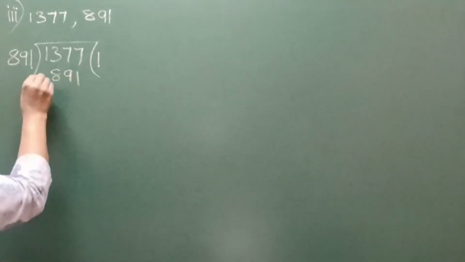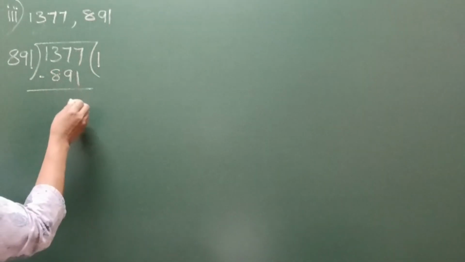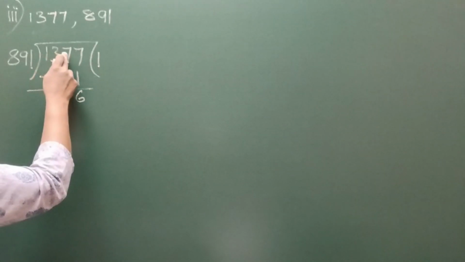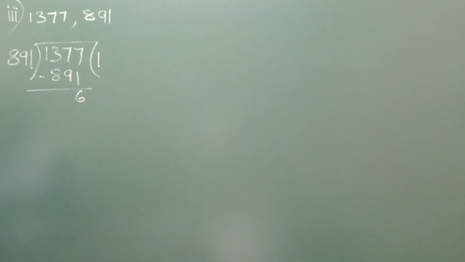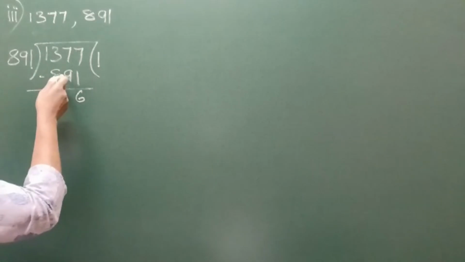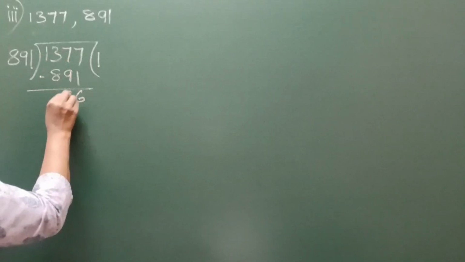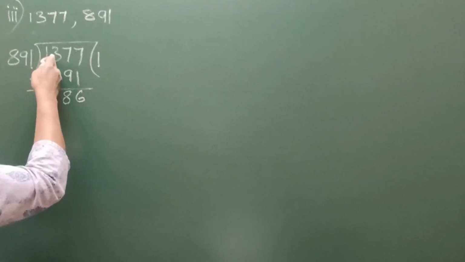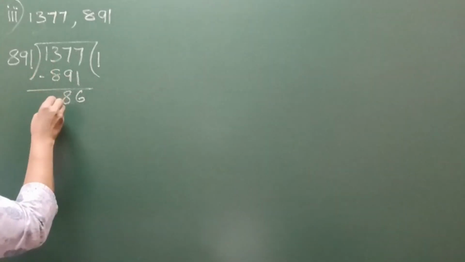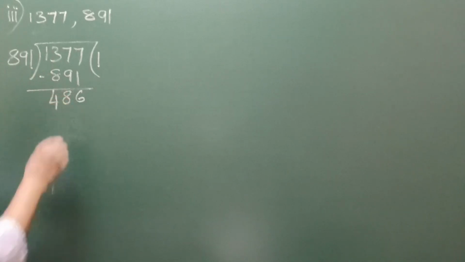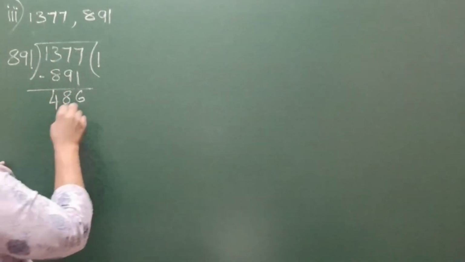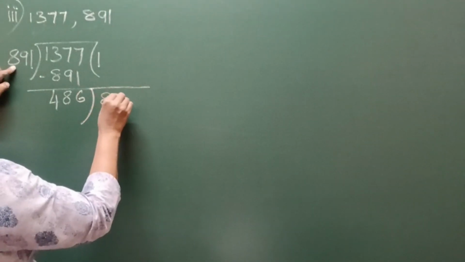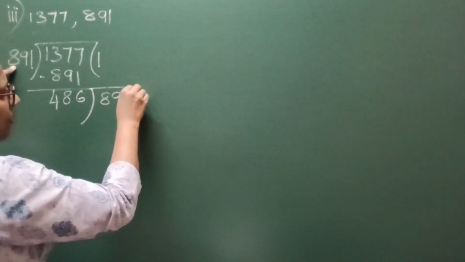891. Then subtract. 7 minus 1 is equal to 6. Here it is a smaller number, so borrow from here, make it 17. So 17 minus 9 is equal to 8. Then remaining here 2, 12. 12 minus 8 is equal to 4. 486 we got. This will be our divisor, and the previous divisor, that is 891, is our dividend.